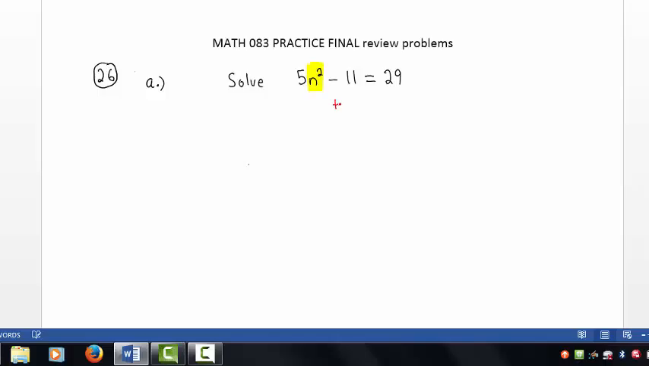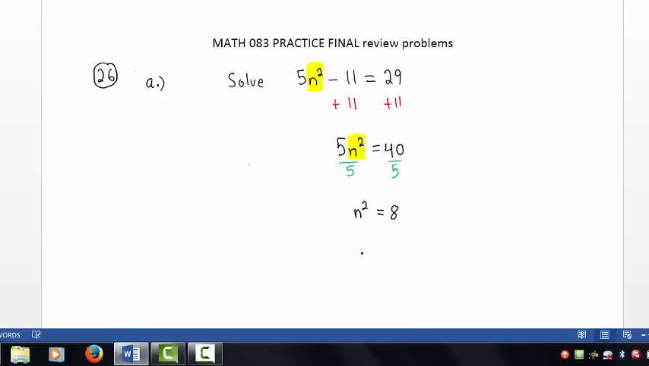I will isolate it. First, I'm going to add 11 to both sides. We have 5n squared equals 40. The next step in order to isolate the squared quantity is to divide by 5. We have n squared equals 8.